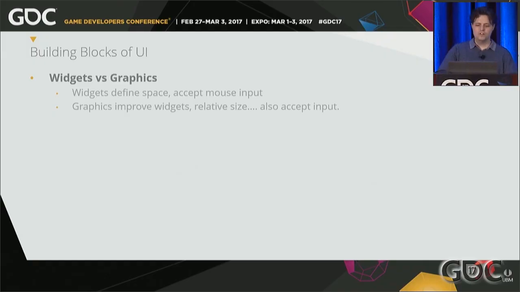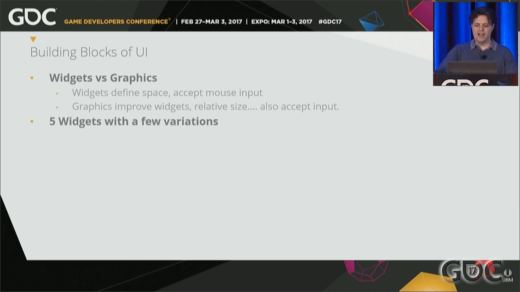So now it's time to get into some of the details of how the system works. The actual UI system of Snowdrop is deceptively simple. The basic setup is that everything is split between widgets and graphics. Widgets take up space and are our primary source of mouse input. Graphics are used to add flavor and are generally sized relative to the widget they're on.